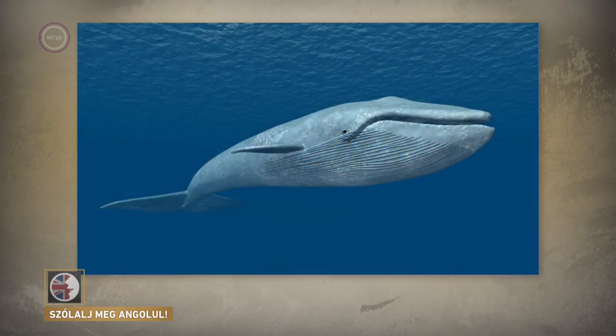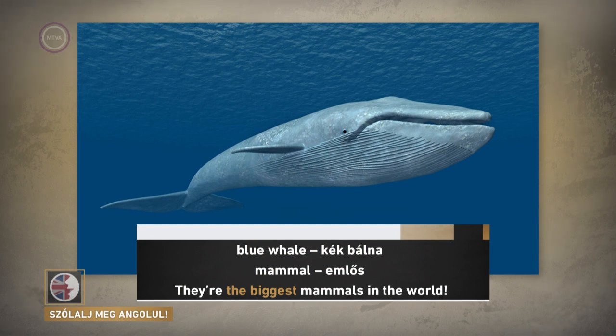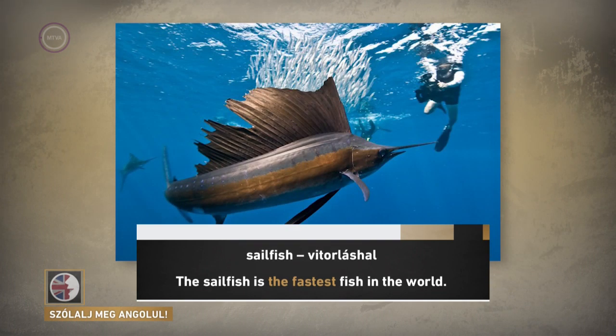Now, what's this? It's a whale. Great, but what type of whale is it? It's a blue whale. And what do we know about blue whales? Well, they're the biggest mammals in the world. Okay, now let's stay in the water and look at a fish. This is the fastest fish in the world, and it's a sailfish. The sailfish is the fastest fish in the world. The sailfish can swim at 109 kilometers an hour.